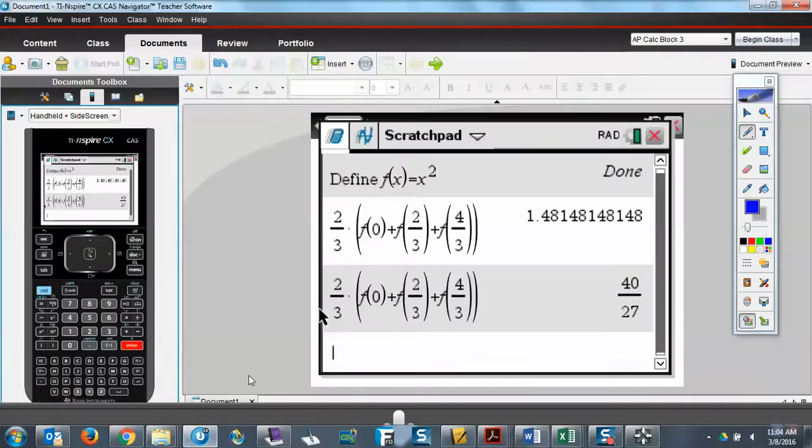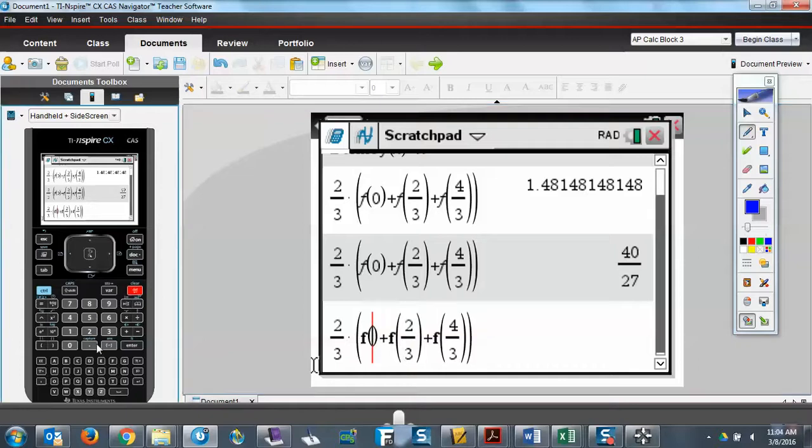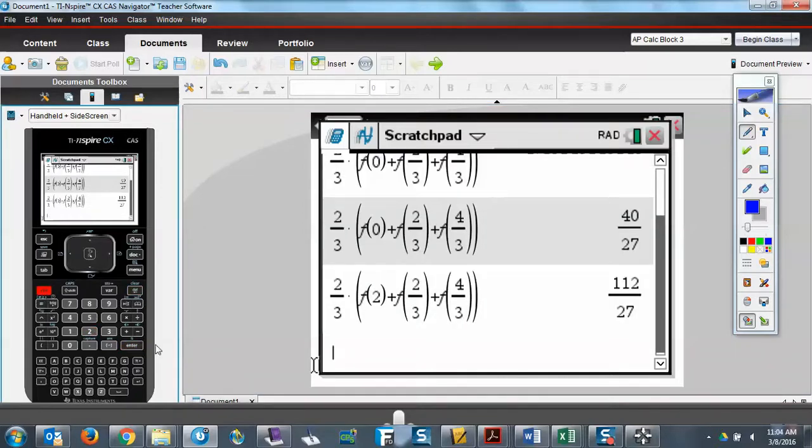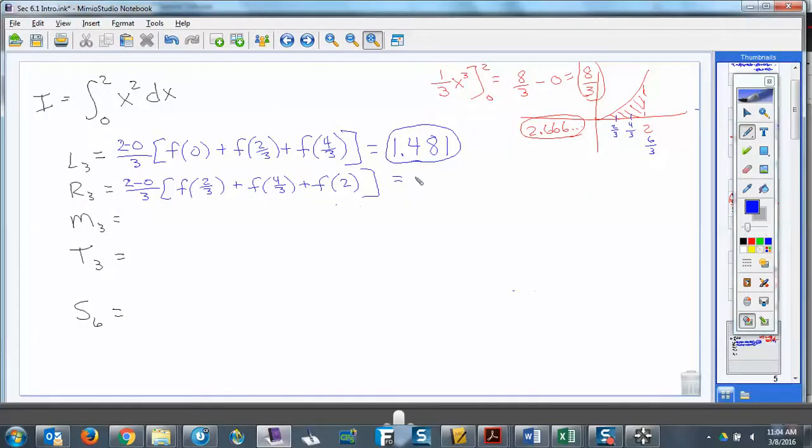Now on your calculator, you can save yourself a little bit. You can just arrow up, and the only thing we need is to replace the F of 0 with F of 2, right? And so that's 4.148. Did I do that right? Clearly that is too much, but if you look at the picture, it's easy to see that yes, right rectangles are going to be over and lefts are going to be under.